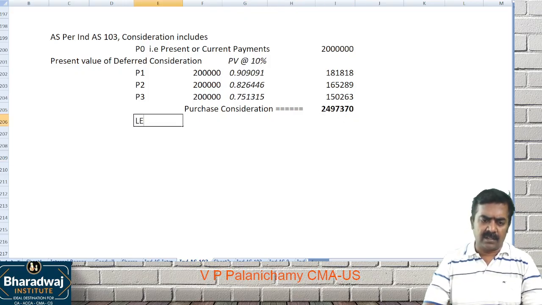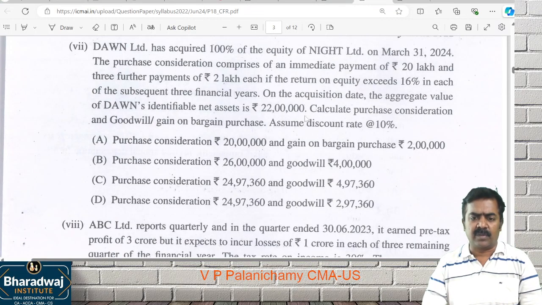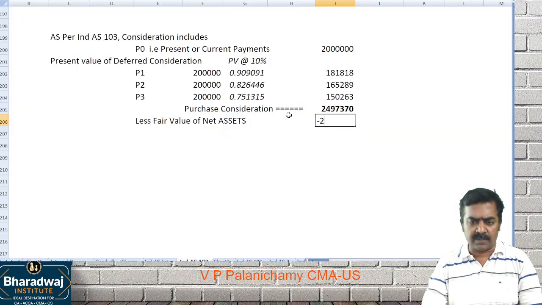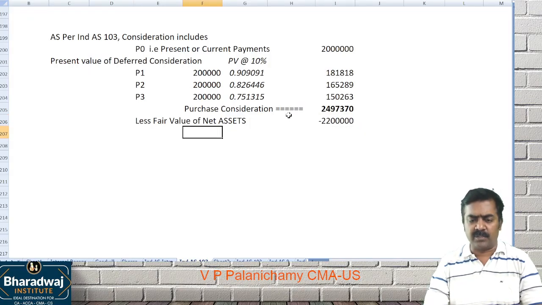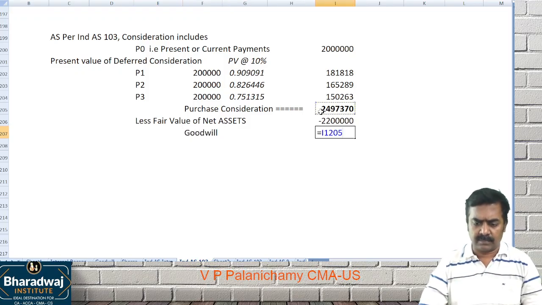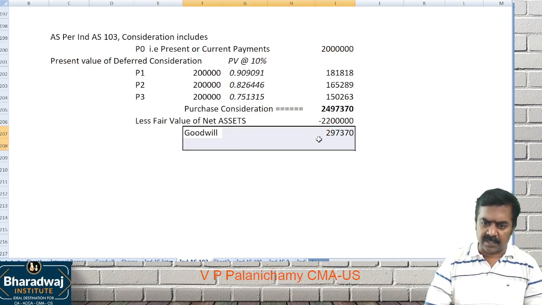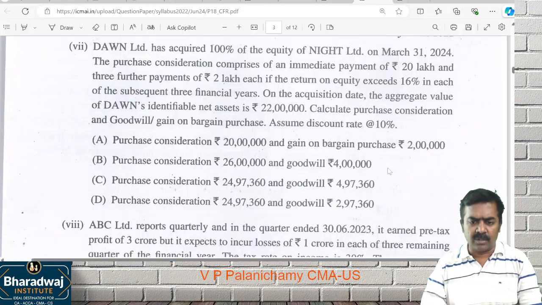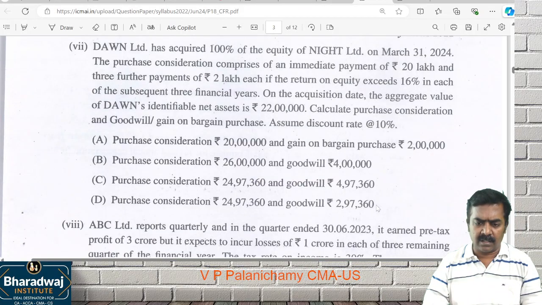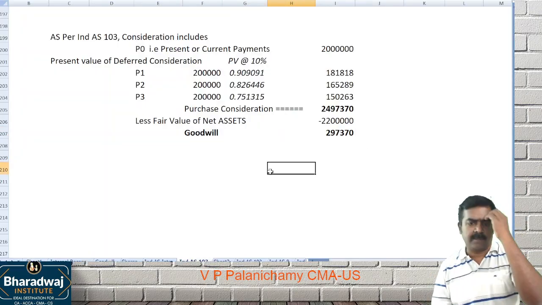Then less fair value of net assets. What is the fair value of net assets acquired? 22 lakhs. So the difference will be called what? Goodwill. We paid excess consideration. The difference is called which one? Goodwill. So which option is correct? 2,97,360.